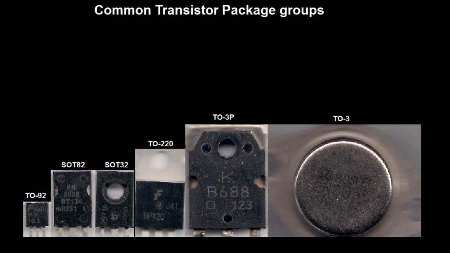Here I'm showing you common transistor package groups. Each transistor has a certain package group name, and this identifies how it's made or the shape that it's made into. From left to right, you have the TO92s, which are the smaller ones. These handle very little current. As you work up, you go to your medium power, which is around the TO220s and the TO3Ps. And then you get your larger power, which is the TO3s.